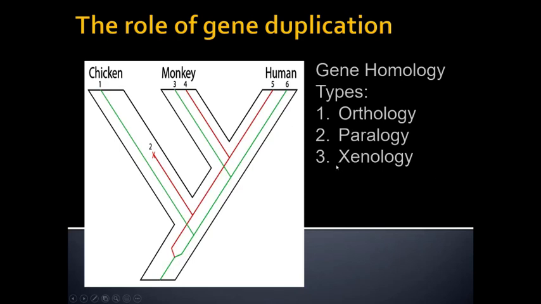Now I'm going to add one more here. We won't get into a lot of detail about this. This is much more important in bacteria and archaea. And xenology is a gene that traces its similarity back to a horizontal gene transfer event. So if I have a gene, let's say that a virus picked up, and this can happen, but it's rare in eukaryotes. A virus picked up a chicken gene.